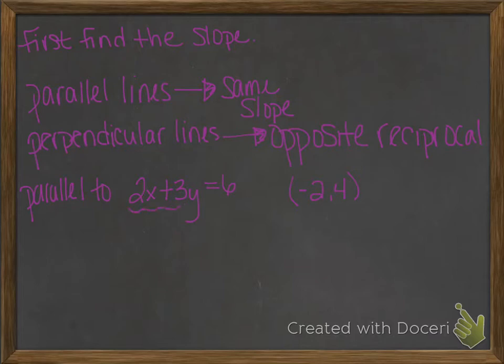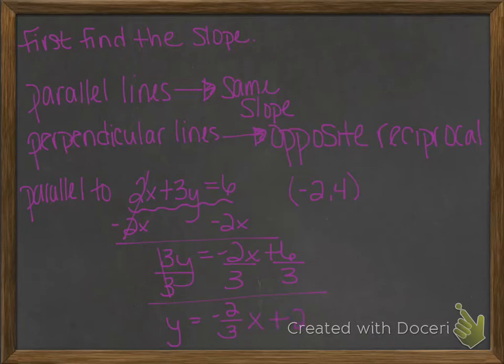This equation here is written in standard form, so we have to rewrite it in slope-intercept form so we can find that slope. Okay, so first thing I need to do is move the 2x to the other side. Do that by subtracting 2x. So now I have 3y equals -2x plus 6. Okay, and then I need my y to have a coefficient of 1. So I have to divide all terms by 3. So then that leaves me with y equals -2/3 x plus 2.